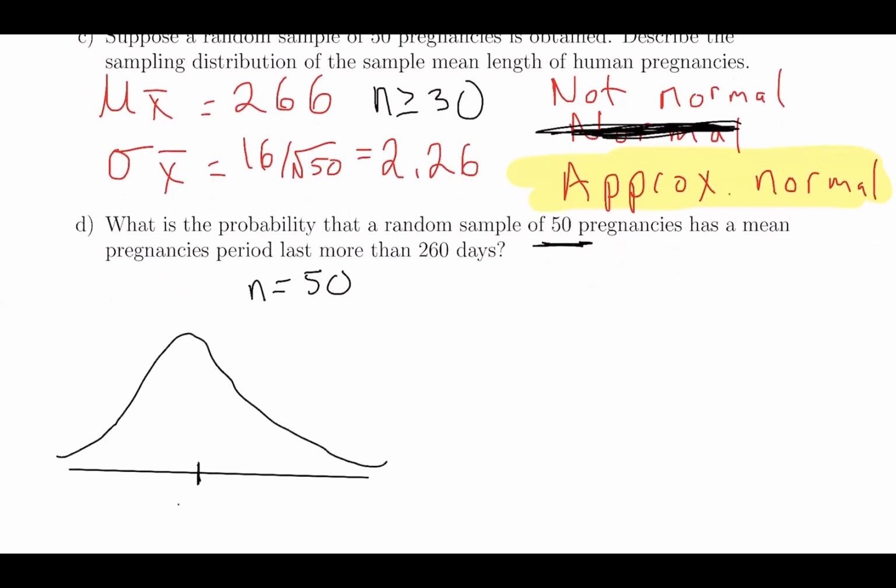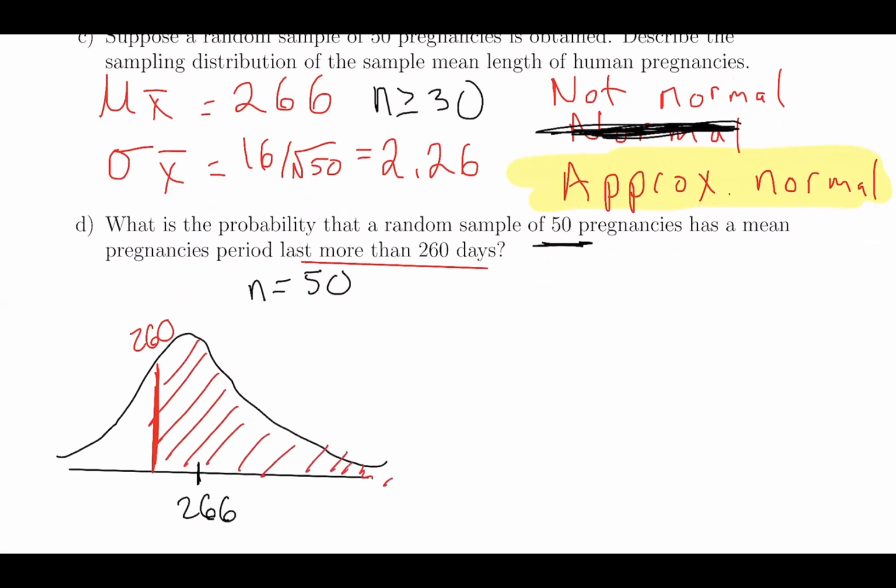So in the middle we'll put 266. We want to find the probability that it lasts more than 260 days. So 260 days is here, and we want it to last more, so that's this side over here. Everybody good so far with my drawing? Yes. Okay, so now we have to find mu, sigma, lower bound, and upper bound.